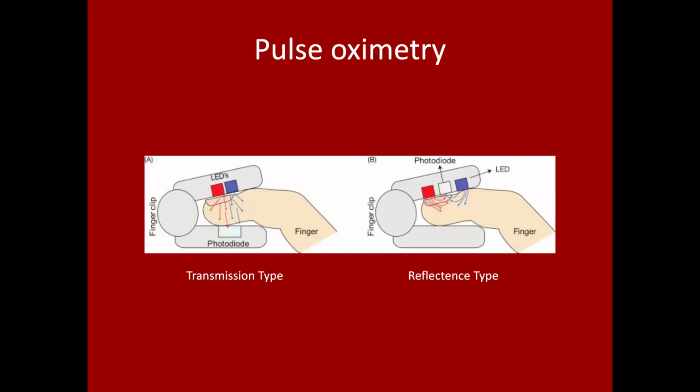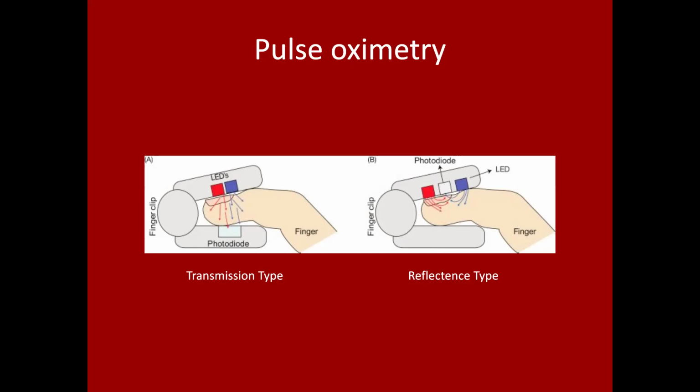The first type is known as a transmission type, and essentially it functions by having two LEDs which emit two unique spectrums of light through a body part, which is highly vascularized, and the light that passes through the body part is absorbed by a photodiode, which analyzes it and is able to give us information regarding the oxygen content of that blood.